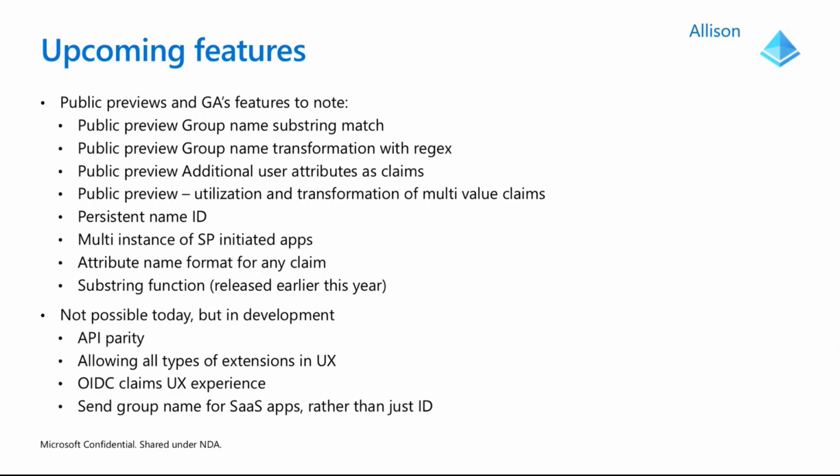Then other things that are in the works, but we can't say anything about timelines, are essentially, we are working on the API parity issue where the UX and the API had different things going on. We are also working on allowing all types of extensions inside of the UX, rather than having some types allowed to be configured in the UX and some types not, resolving that gap. Having an OIDC claims UX experience, so not just SAML, but also for OIDC apps. And then sending the group name for SaaS apps rather than just the ID. People have been getting the ID and then having to look up the group name, and now we can just choose to send it.